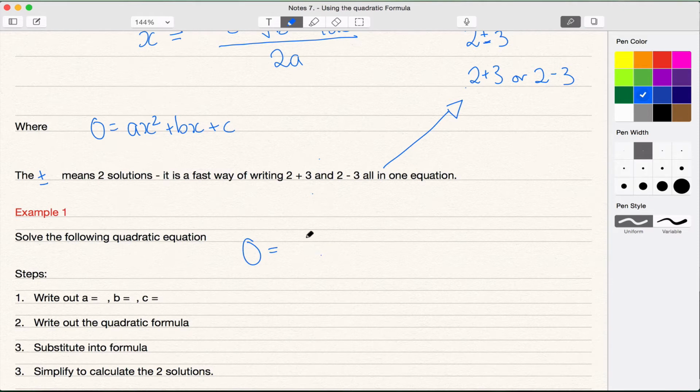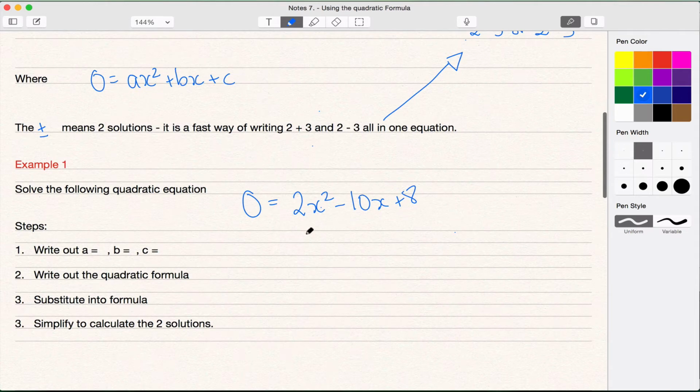The one we're going to try and solve first is y equals 2x squared minus 10x plus 8. The steps we're going to use to solve this are, first of all, to write out what a, b and c equals. So I'll just put that over here. A is the number in front of the x squared, B is the number in front of the x, and C is the number on the end.